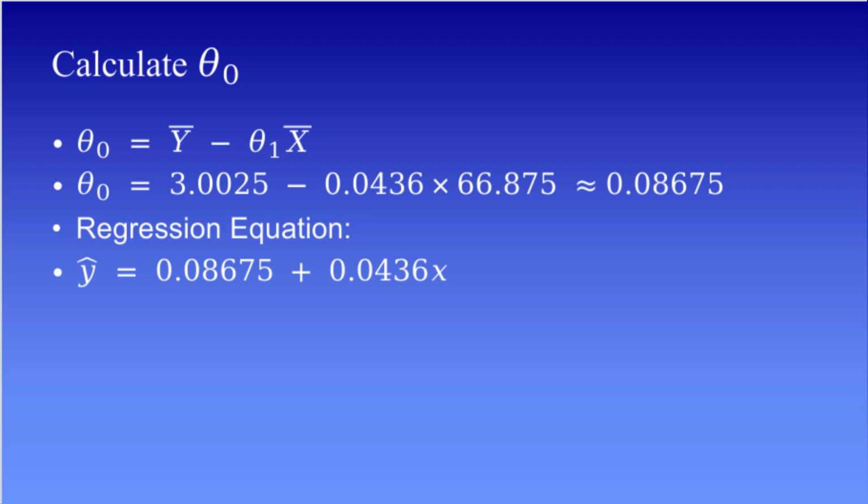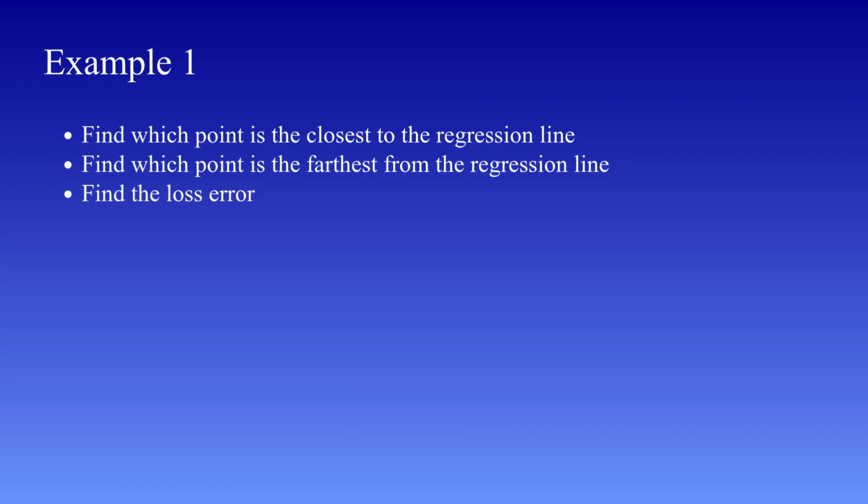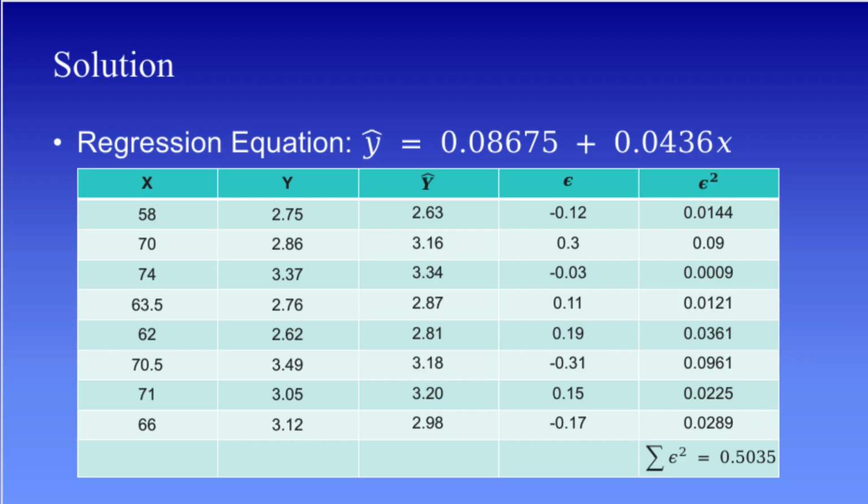After that, we substitute the values of theta 0 and theta 1 in the regression equation y equals theta 0 plus theta 1 x. On the same dataset, we find the closest point, farthest point and loss error. To calculate the closest point, farthest point and loss error, we use the linear regression equation fitted to our data to calculate y predicted. Once we have predicted the value of y for every data point, we calculate error using the formula predicted minus actual for each data point.